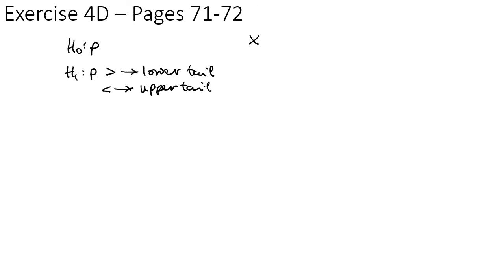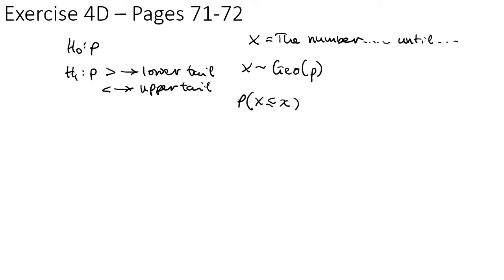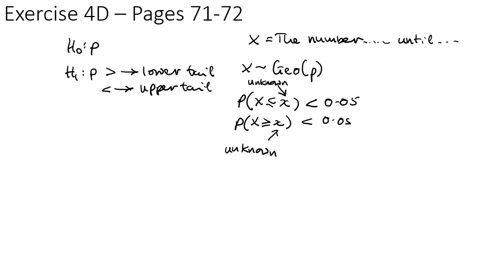Then we need to set what x is. So it's going to be the number of something until something. X is going to be our geometric distribution when we have p. And in these questions, we're trying to find x. This is the unknown here. Yeah, or it may be that it's greater than or equal to. So x is the unknown in this case. And it's normally things where you're looking for it to drop below 5%. Okay, so that would be a 5% level of significance.